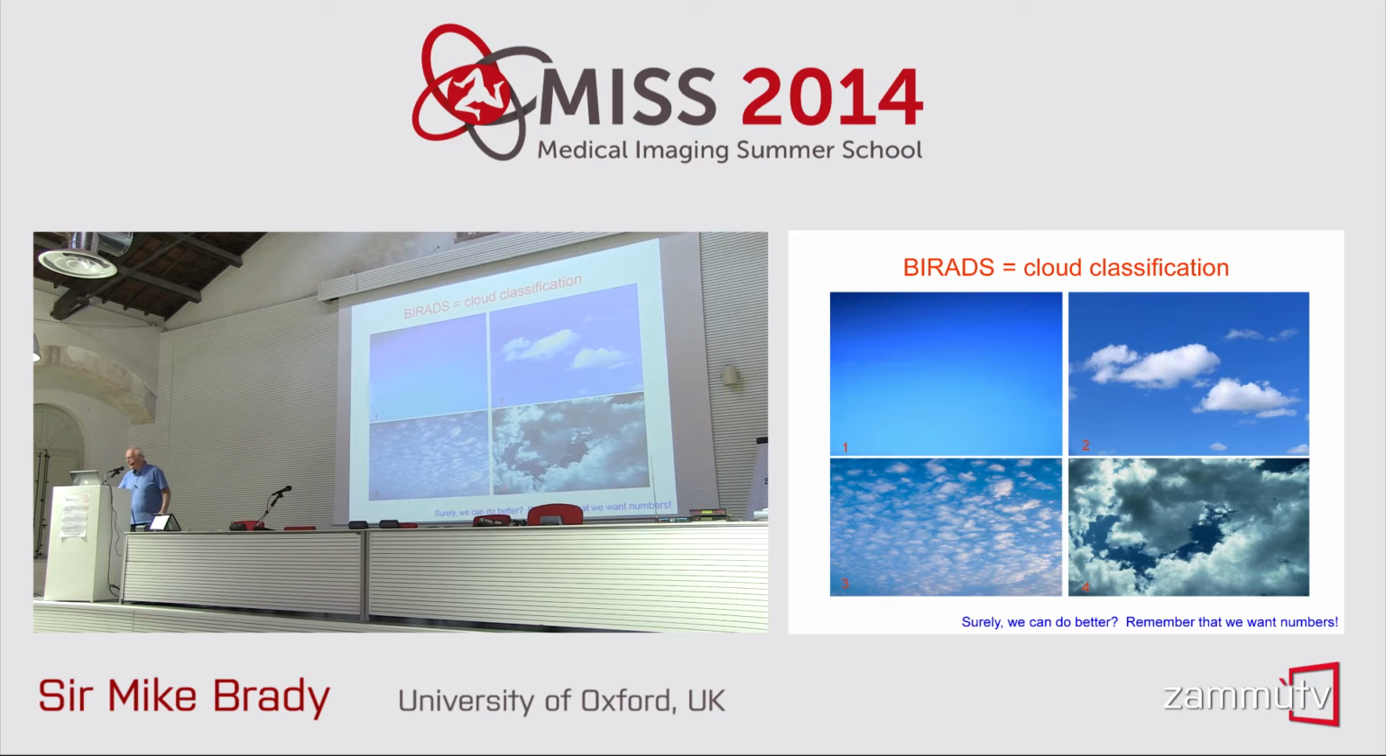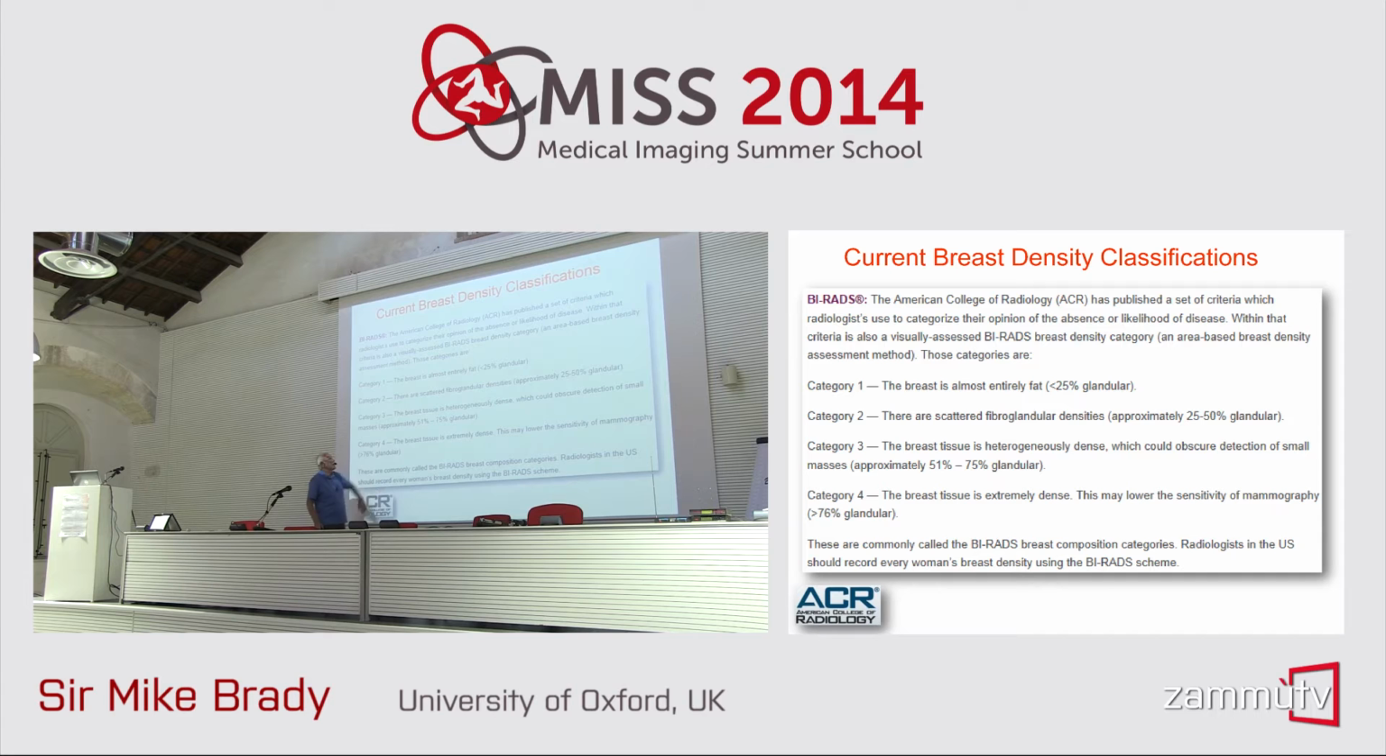And I love this one. The breast tissue is heterogeneously dense, which could obscure detection of small masses. Notice how perceptual the judgments required are. That's not numbers. We need to replace that kind of perceptual stuff with something which is numbers. Let me give you an analogy.